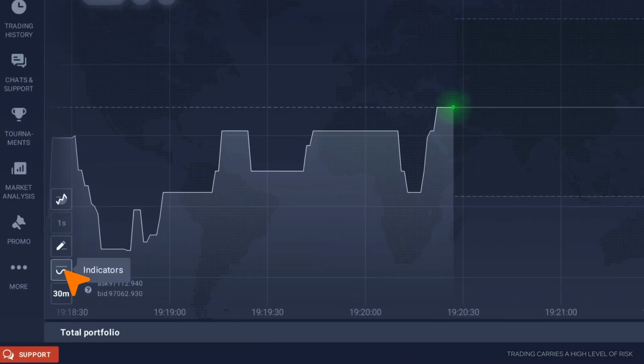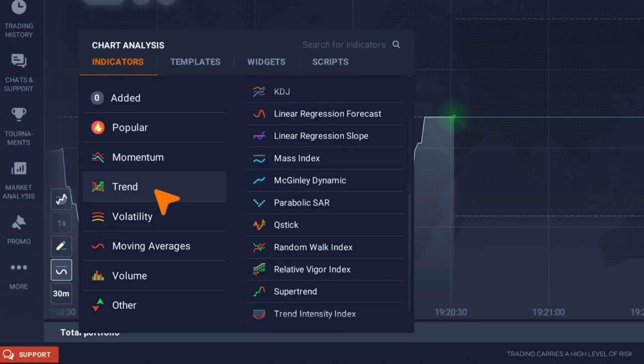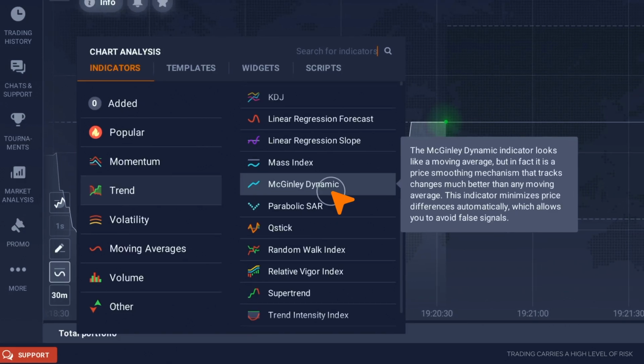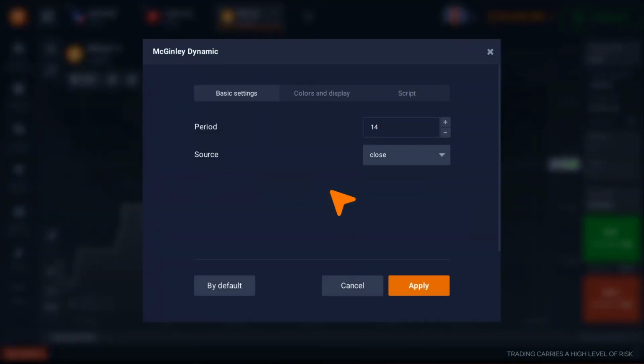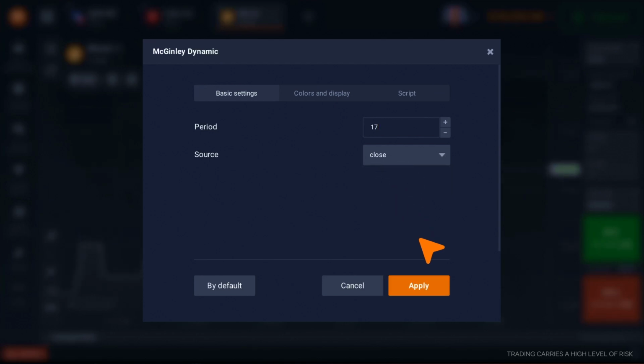How to set up the McGinley Dynamic Indicator on the IQ Option platform. First, click on the indicator's icon in the lower left corner of the chart, find Trend, and select McGinley Dynamic, or search for the indicator by its name. Use the default settings or adjust them according to your preference. You can modify the period by clicking the plus or minus signs. By clicking on the Source button, you can choose the source of the price, whether it will be the closing price, the opening price, the high, the low, or another price formula. After changing the settings, press Apply.